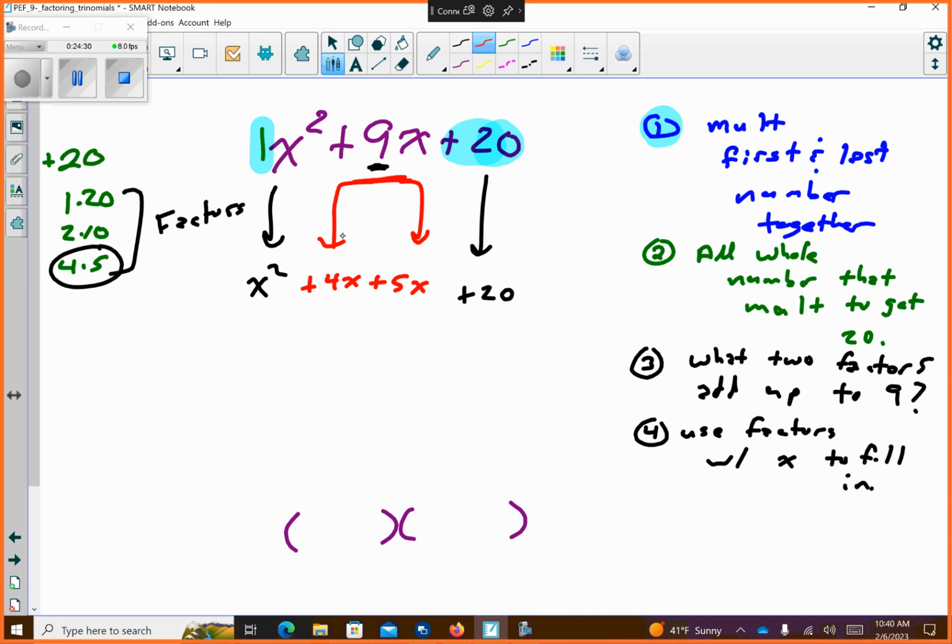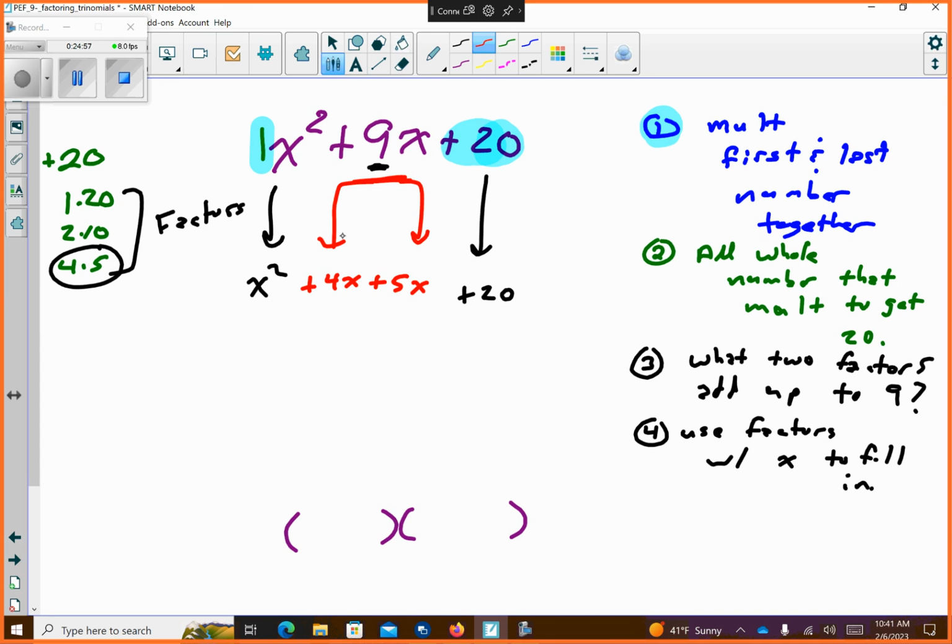So I'm not done with this problem, but I just want to make sure that we're backfilling a few things. Step 1, we're going to multiply. The very first thing we're going to do is if there's a number sitting here, great. If there's not a number here, I'm going to put a 1. Next, I'm going to multiply the first and last number together. So positive 20 times positive 1 gives me positive 20. I'm going to write down all the whole numbers that multiply to get us 20. So 1 times 20, 2 times 10, 4 times 5.